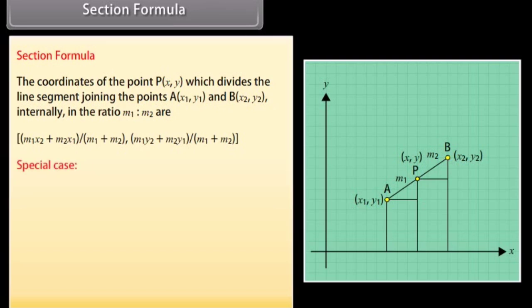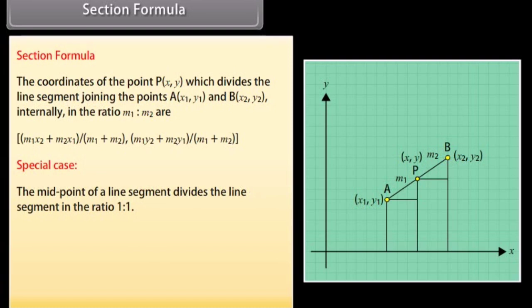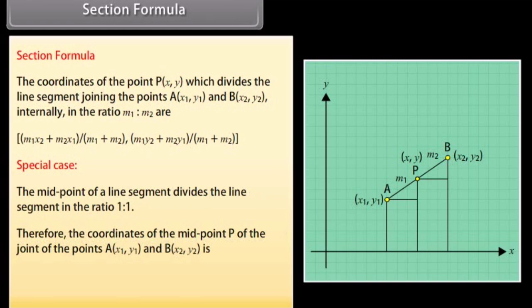Special case. The midpoint of a line segment divides the line segment in the ratio 1:1. Therefore, the coordinates of the midpoint P of the joint of points A(x1, y1) and B(x2, y2) is (x1 plus x2) by 2, (y1 plus y2) by 2.